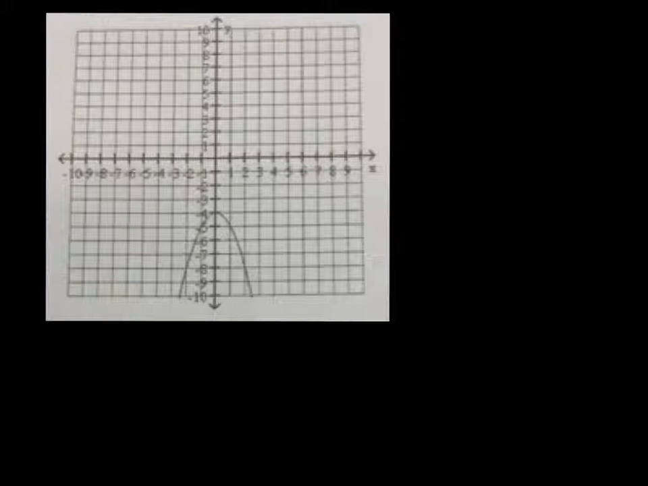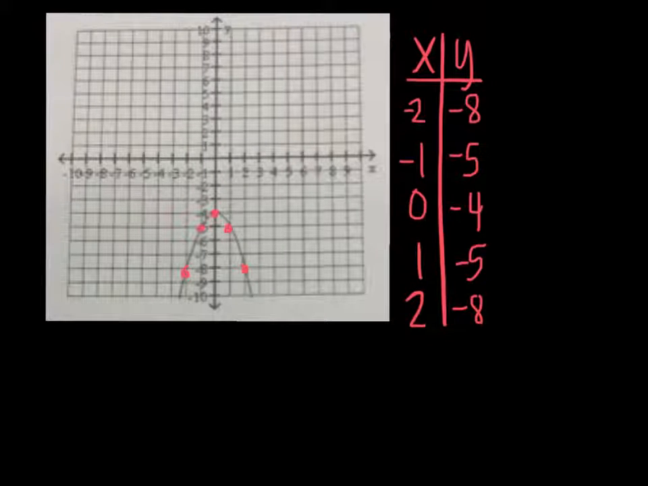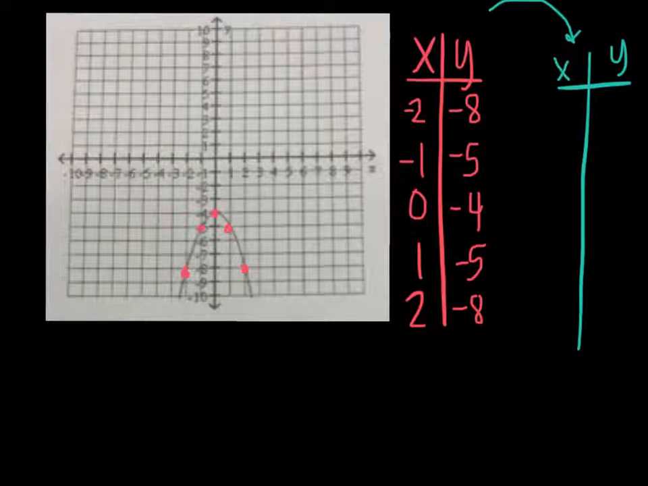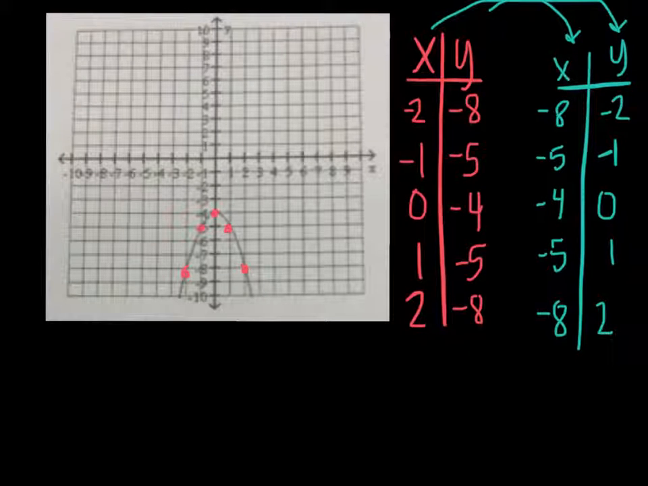So we're going to make a table. So here's the table of the original function, and it is a function because it passes the vertical line test. So what we're going to do is map the inverse function. So the y values are going to become the x values, and the x values are going to become the y values. So now that we have each of these values, we're going to plot them.